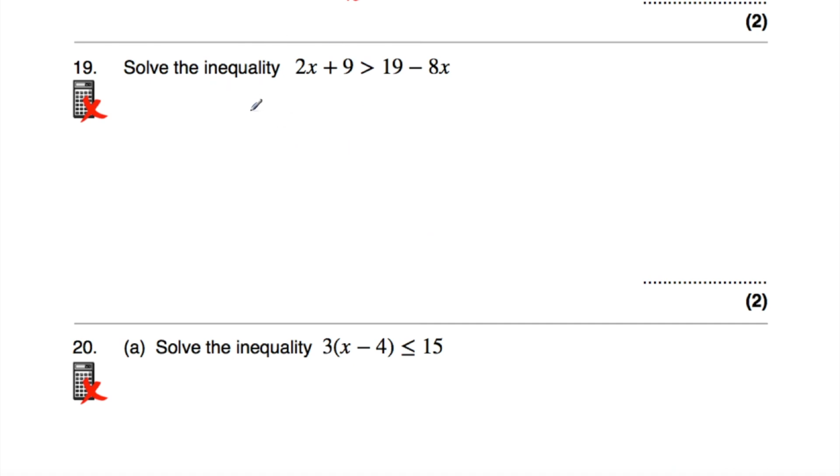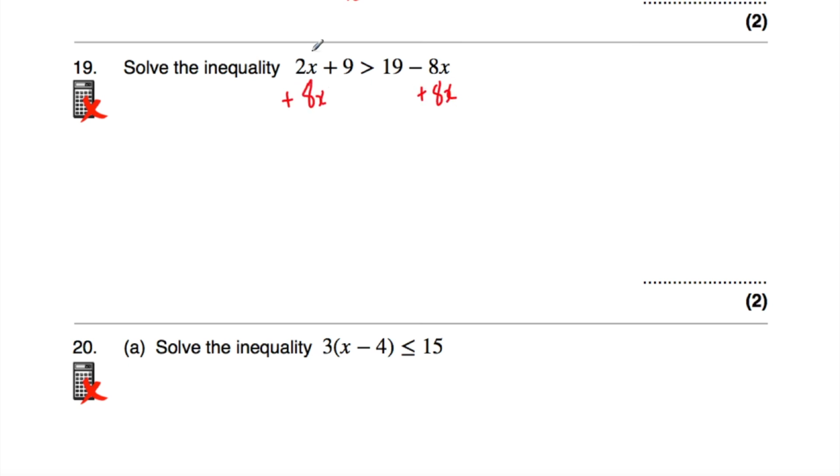So question number 19, we've been asked to solve the inequality 2x plus 9 is greater than 19 subtract 8x. Okay, so here we want to bring all the x's to one side and all the numbers to the other side. So let's get rid of the lowest number of x's, and the lowest number of x's would be the minus 8x, because 2x minus 8x is the lowest one. So let's add 8x to both sides of the inequality.